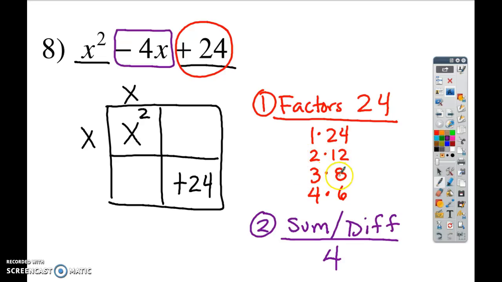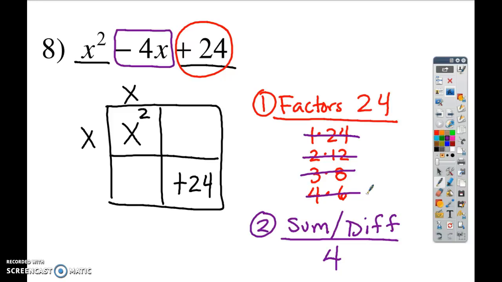If you add 3 and 8, that's 11. If you subtract them, that's 5. And if you add 4 and 6, that's 10. And when you subtract them, that's 2. None of these work. None of them. And there's no more factors.